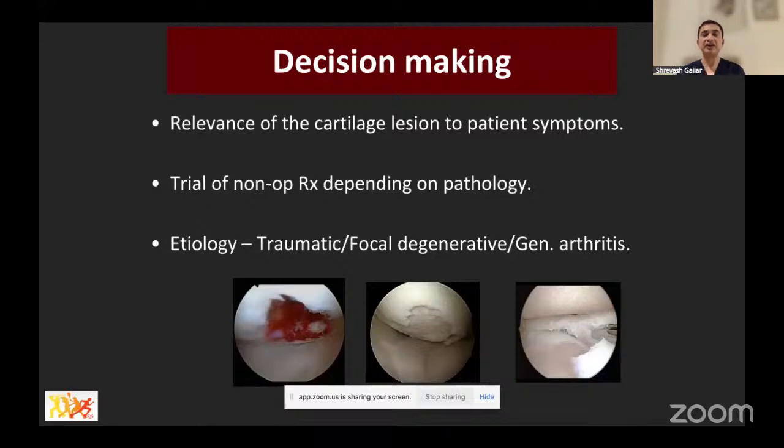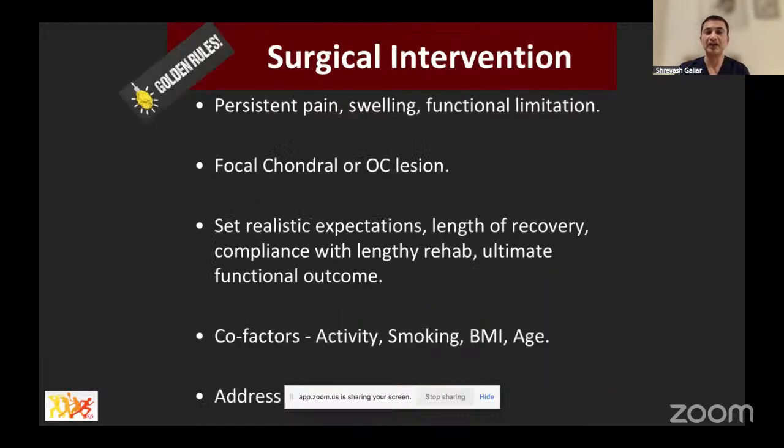Now, when it comes to decision making, when I see these patients, I would correlate the relevance of the cartilage lesion to the patient's symptoms, and where it is an incidental or a degenerative type of cartilage change, I would initially opt for a trial of non-operative treatment. Also, the type of etiology, whether it's an incidental trauma or a significant trauma, or a focal degenerative or generalized arthritis, would influence my decision making whether I should opt for non-operative treatment.